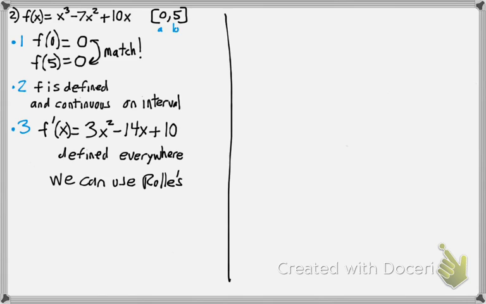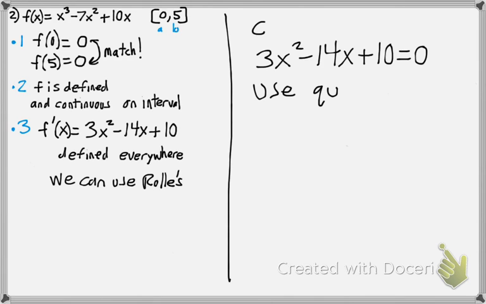So to do that, I'm trying to find a number C in the interval such that f prime of C is equal to 0. So I want to set it equal to 0. So 3x squared minus 14x plus 10 is equal to 0. So I would solve this using the quadratic formula.